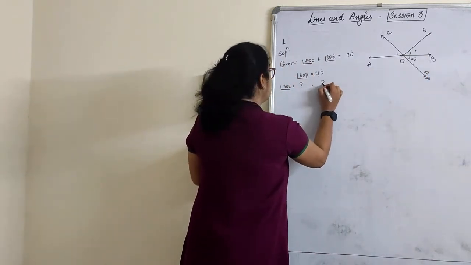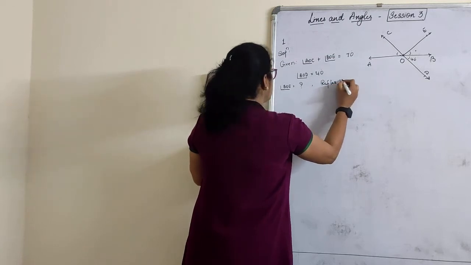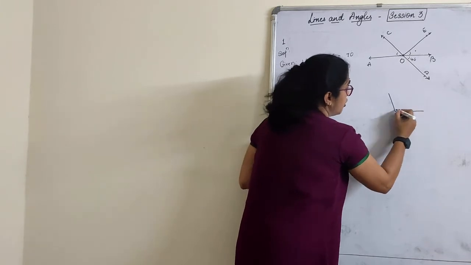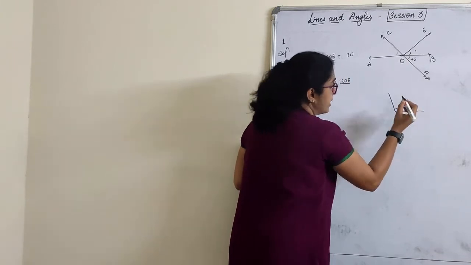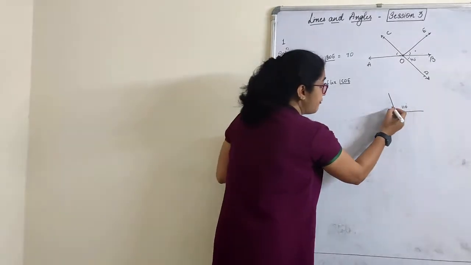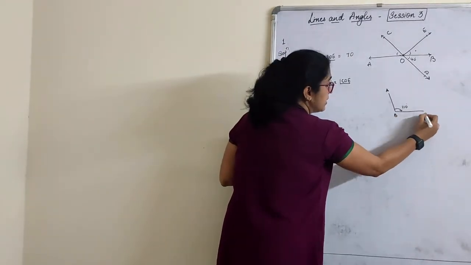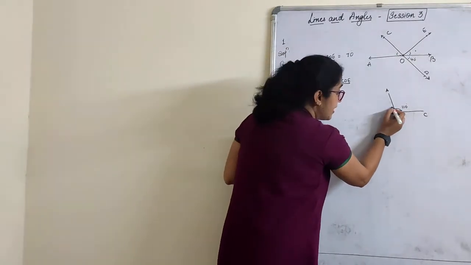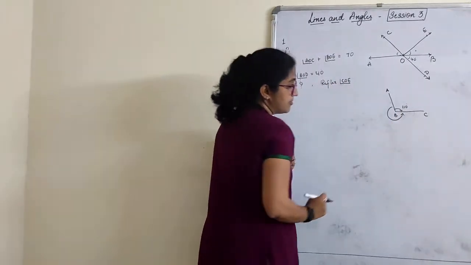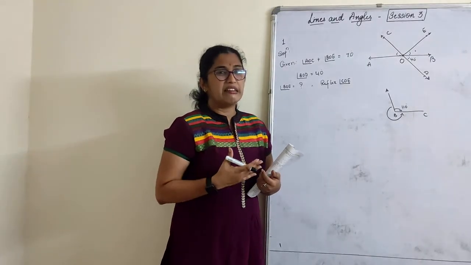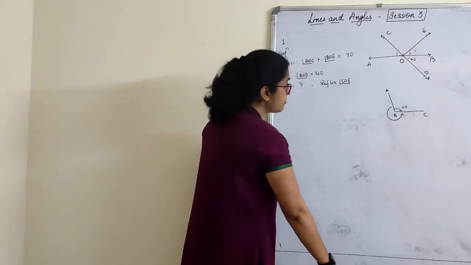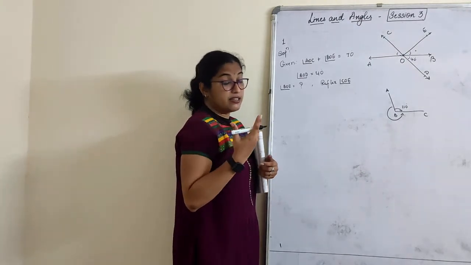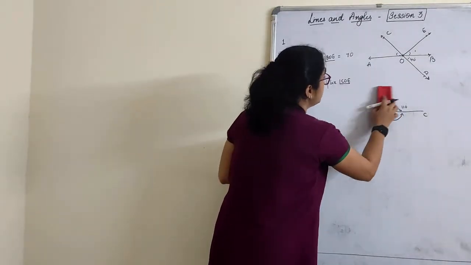And one more thing: reflex angle COE. For example, if I draw this angle measuring 110 degrees, which is an obtuse angle, what is the reflex of angle ABC? Reflex ABC is this, right? We have studied in lower classes what a reflex angle is. It is more than 180 but less than 360. That is what we call a reflex angle.